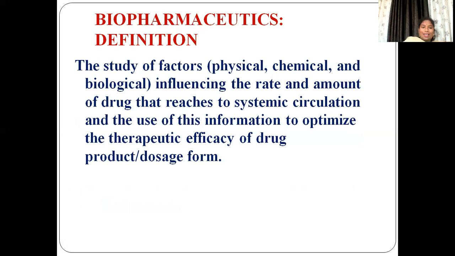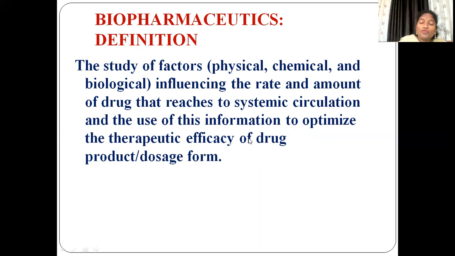Coming to the actual meaning. We studied the simple terminology, but we have to study the technical definition. What is the technical definition? The study of various physical, chemical and biological factors influencing the rate and amount of the drug that reaches the systemic circulation, and the use of this information to optimize the therapeutic efficacy of the drug product or dosage form. You already know that the dosage form is also called a drug product.